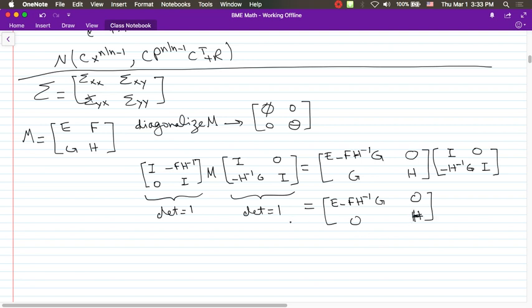All right, so I diagonalized M. Look at this. I've taken the matrix M and I've diagonalized it.